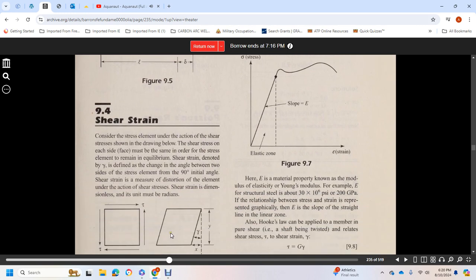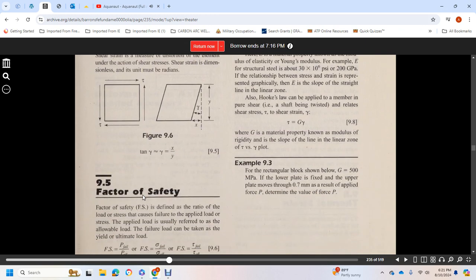9.4 Shear strain. Consider the stress element under the action of shear stress, shown in the drawing below. Shear stress on each face must be in the same order for the stress element to remain in equilibrium. Shear strain is denoted as gamma. It is defined as the change in the angle between two sides of the stress element from the 90-degree initial angle. Shear strain measures the distortion of the element under shear stress. Shear strain is dimensionless, and its unit is radians.